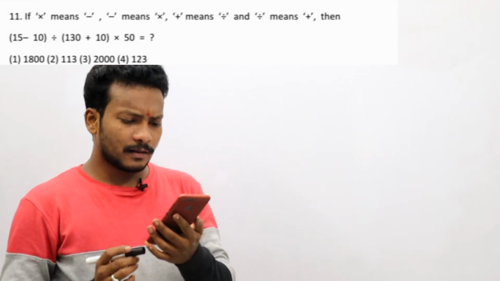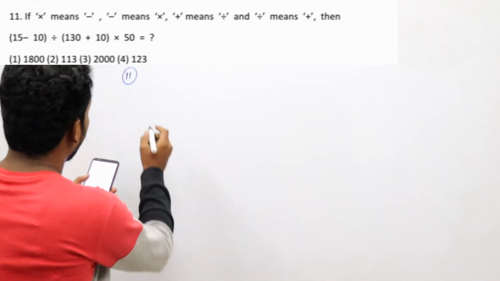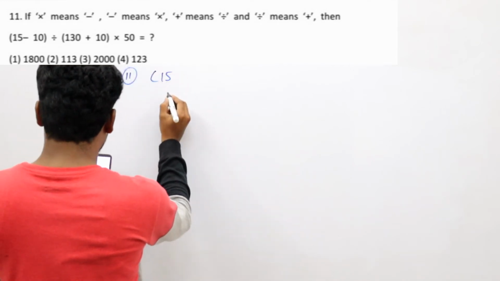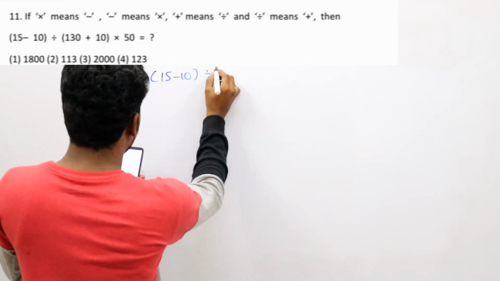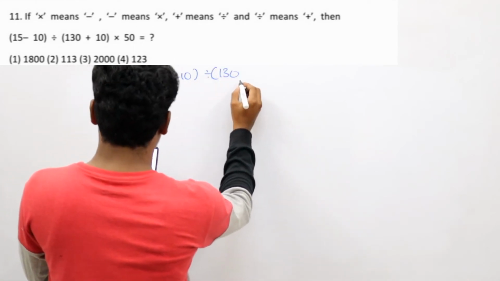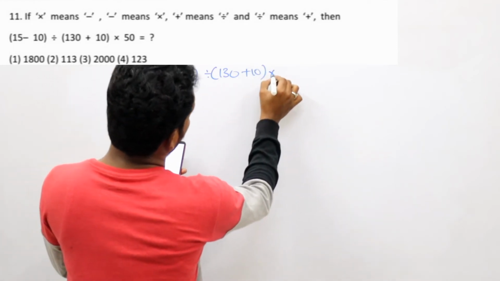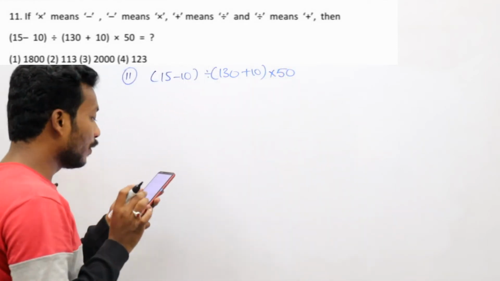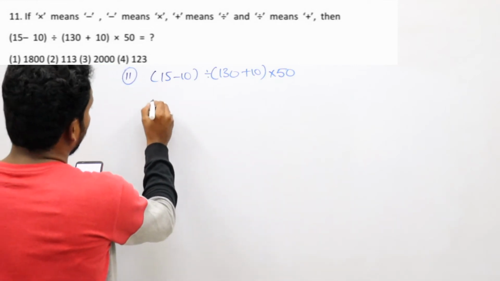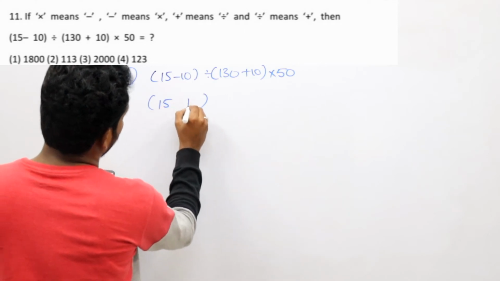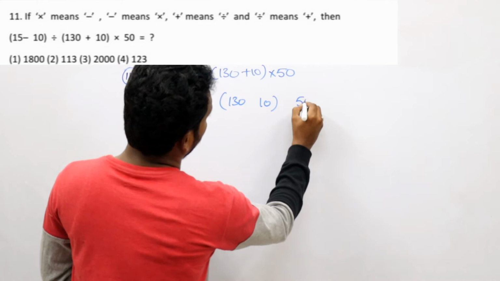Okay, that is simplification and then a substitution. Okay, what is the question? That is 15 minus 10 divided by 130 plus 10 into 50. This question is given with a substitution also. Okay, now I am writing only the numbers first: 15, 10, 130, 10, 50.